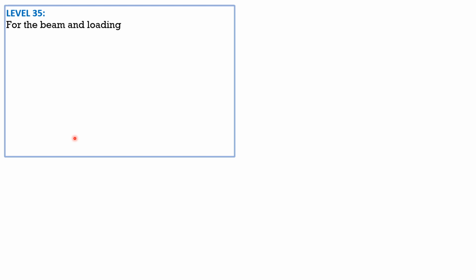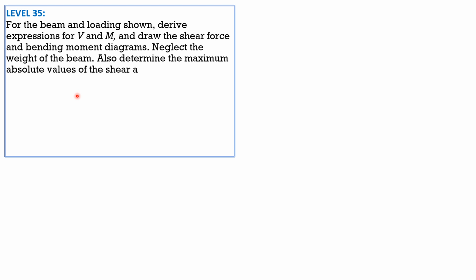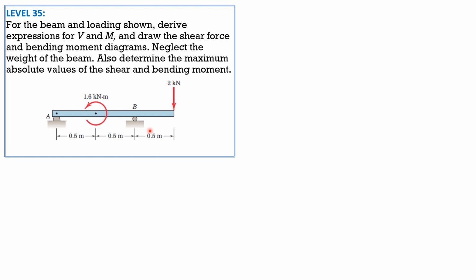Level 35, for the beam and loading shown, derive expressions for shear and moment, and draw the shear force and bending moment diagrams. Neglect the weight of the beam. Also determine the maximum absolute values of the shear and bending moment. So here is the figure.